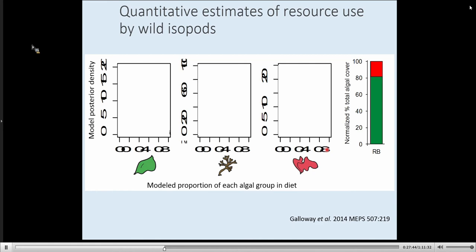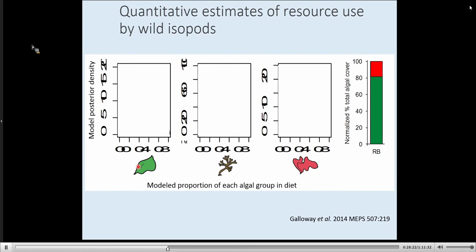These x-axis numbers are the proportion. So this is 0 to 100. That's supposed to be like 0.8 right there. Before I show you the data, I'm going to orient you to the kind of results that these quantitative outputs generate. What this is going to show is, for any given source in our model, which is red algae, brown algae, or green algae, what's the relative contribution, the proportion of that source supporting that consumer. And the y-axis is just a density plot based on a mixing model analysis.